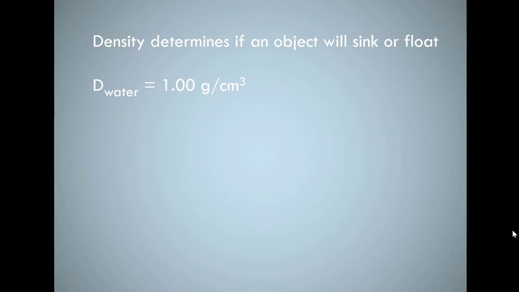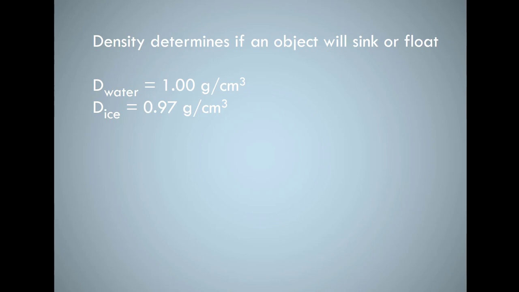Density determines if an object will sink or float, and it's very convenient that the density of water is 1 gram per cubic centimeter or 1 gram per milliliter. So anything that has a density less than water will float, anything that has a density greater than water will sink. So what kind of things float in water?